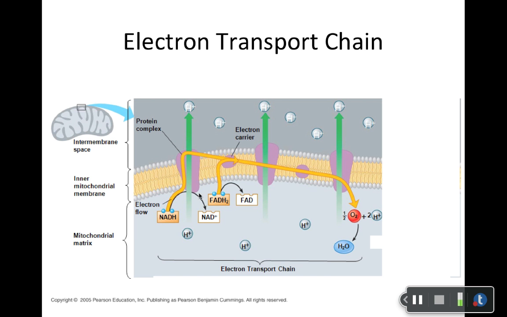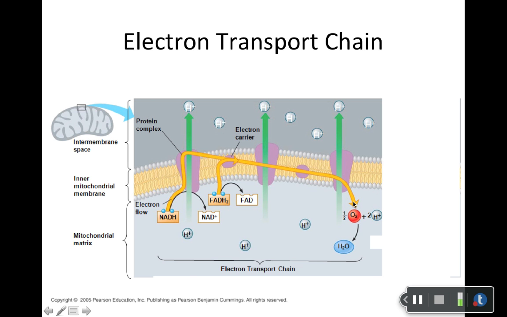The proton gradient is generated by the passage of electrons through a series of enzymes in the inner mitochondrial membrane, which is here. Those enzymes are called the electron transport chain because they carry electrons, and as the electrons are passed from enzyme complex to enzyme complex, represented by this yellow line, hydrogen ions are pumped across the membrane. The energy for pumping those hydrogen ions comes from the passage of electrons through the complexes.